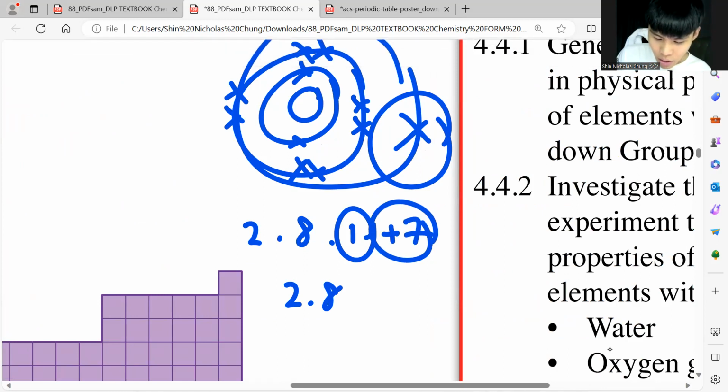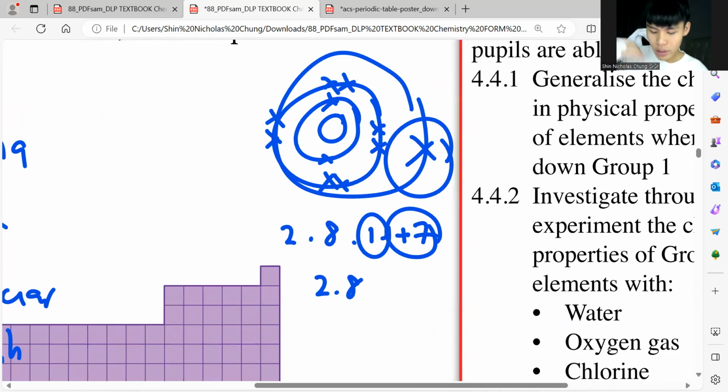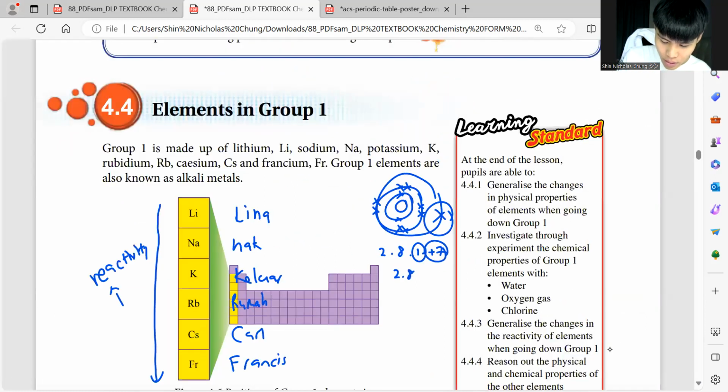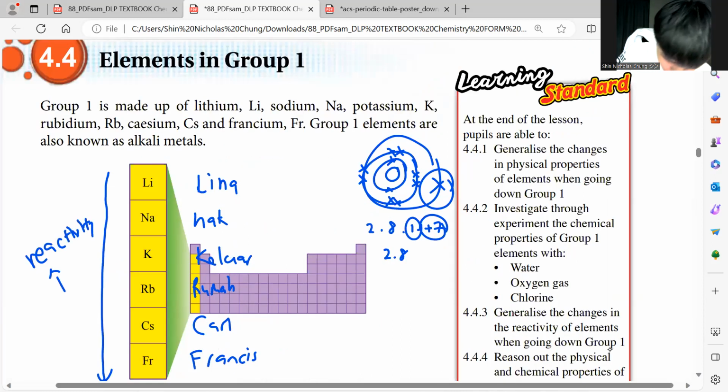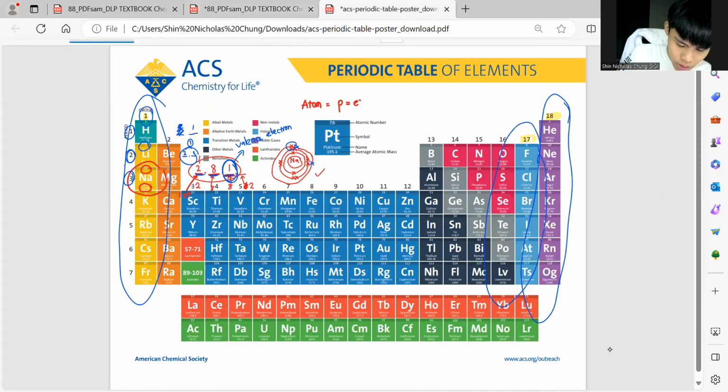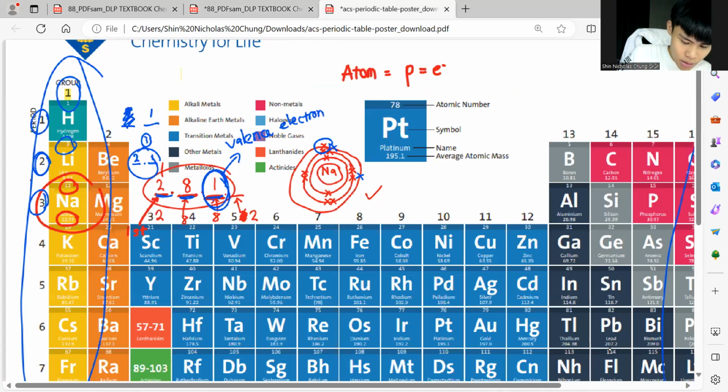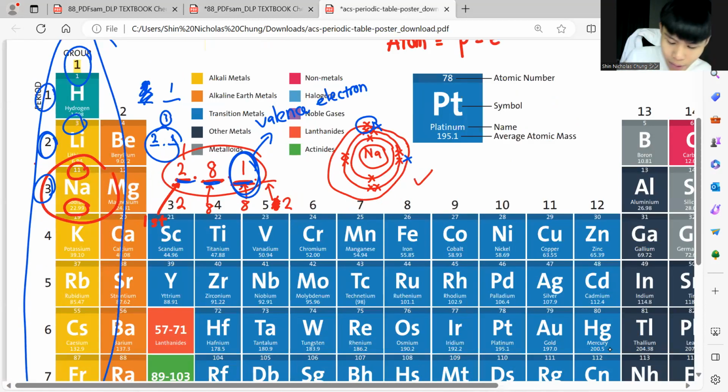So that's why when going down, the reactivity will increase. We go back to the periodic table here. When going down, if you realize it, the electron shell actually increases.